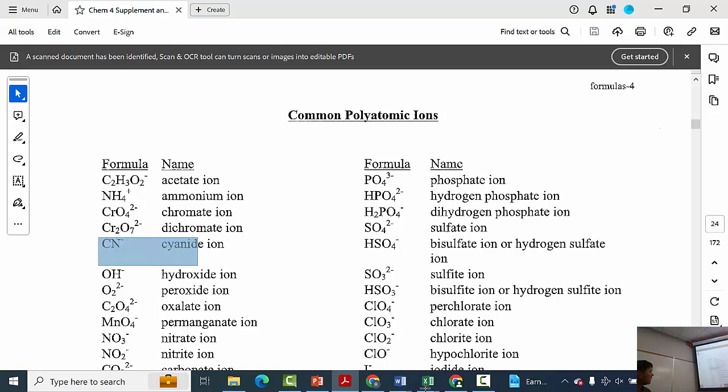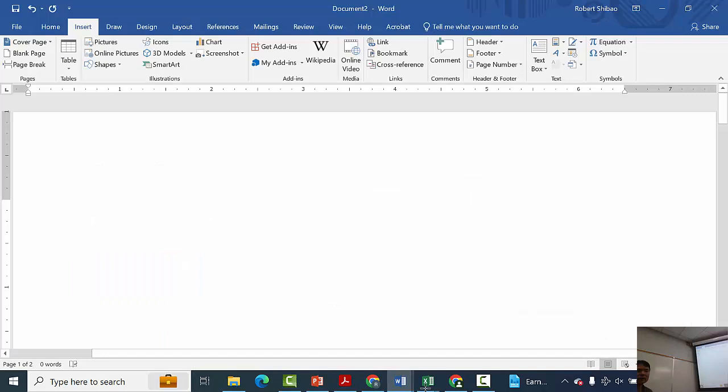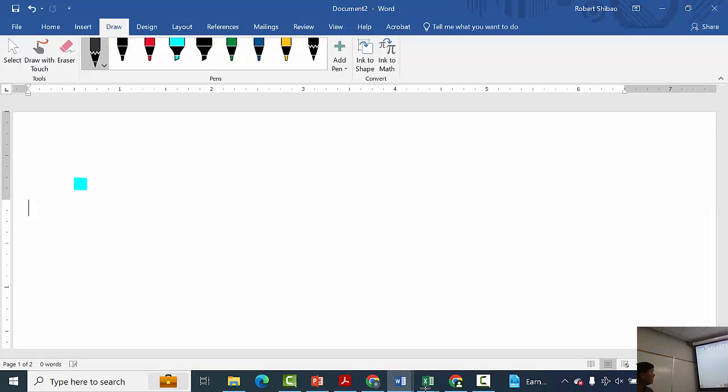And so we got the cyanide. The next one here is hydroxide, and the last one here is peroxide. And so these ones are just straight memorization. So let's talk about that here. These are the ides that you have to memorize, not on the periodic table.